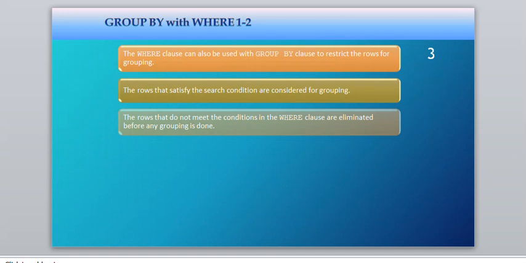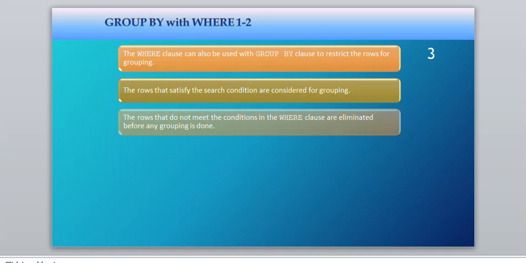Let's read this line and I will explain. The first point: the where clause restricts the rows for grouping. It will help you restrict or filter your data. The rows that satisfy the search condition are considered for grouping. Before making the group, it will apply a filter on your data.